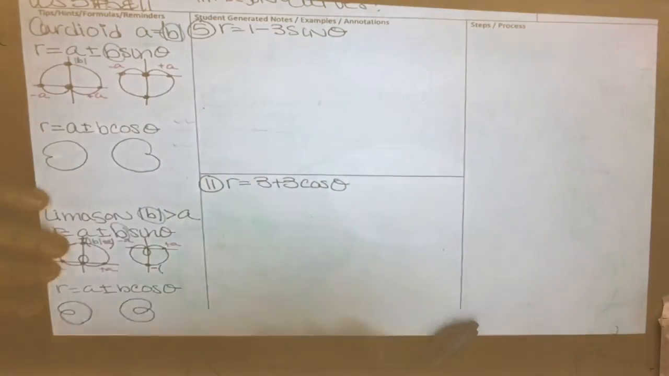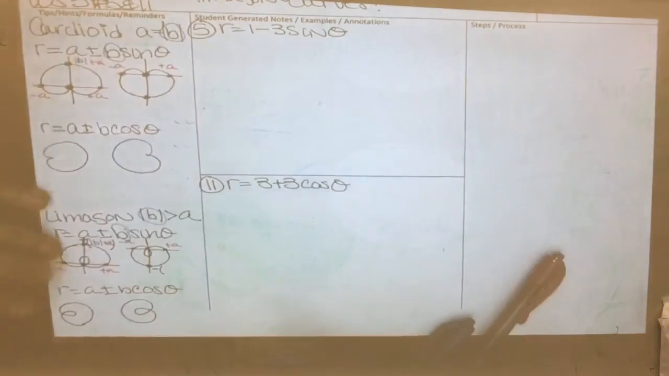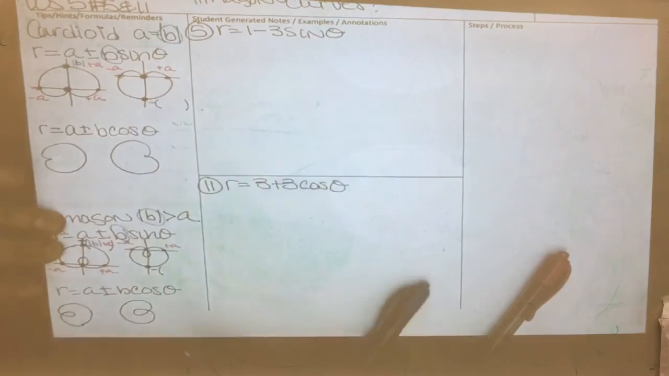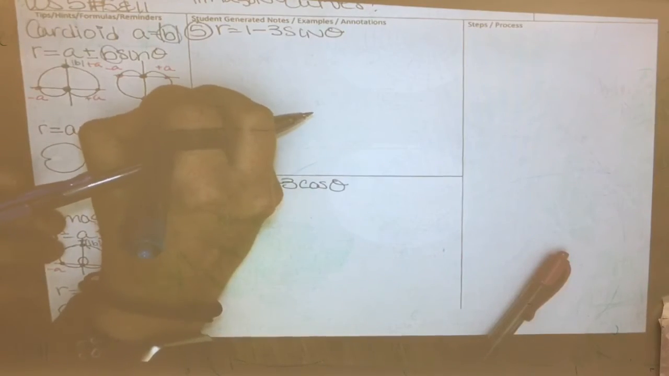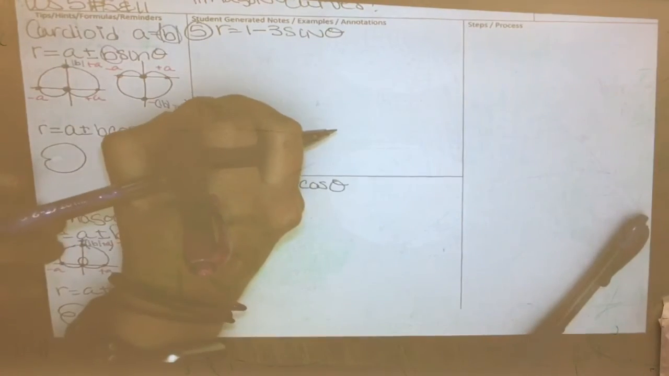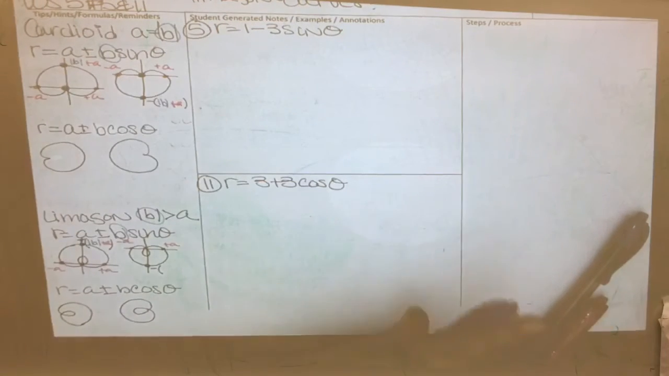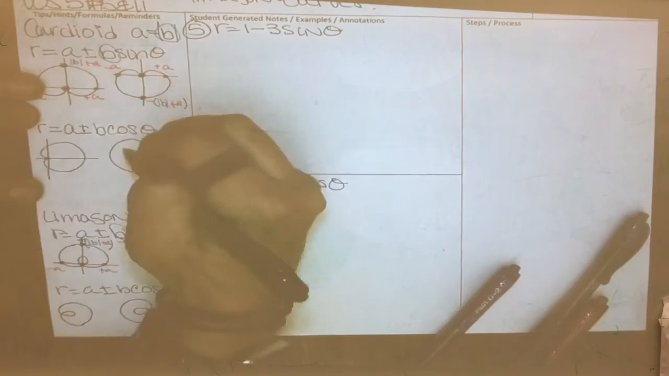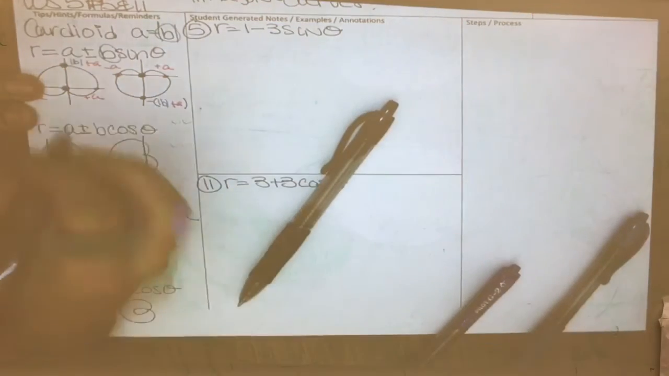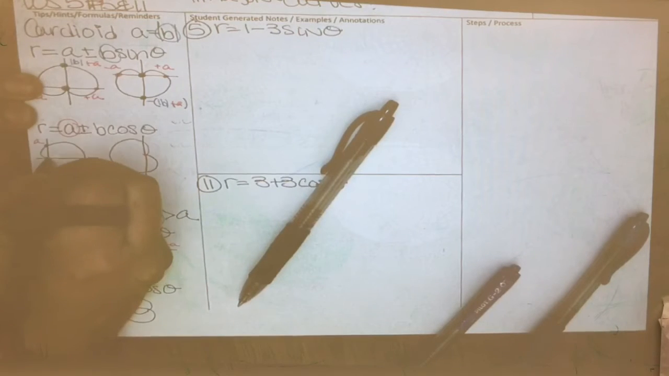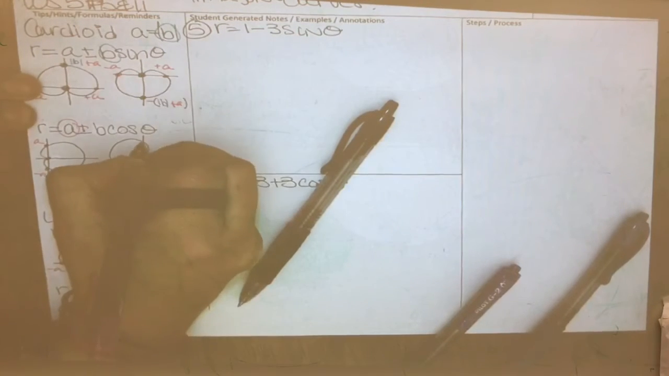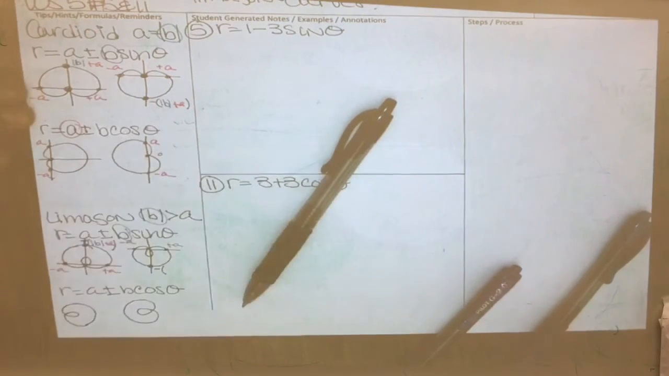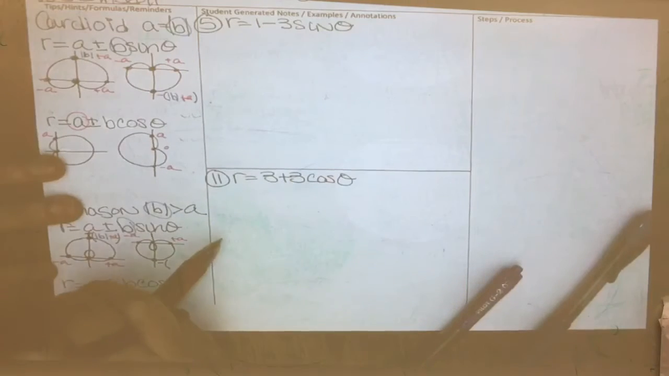So this would be b plus a, but then on this one it will be negative because it's below the x-axis. So that'd be b plus a, but then I make it negative. The only difference with cosine is that the a affects the y-intercepts instead. So this would be a, 0, negative a. This would be a, 0, negative a. Okay, same thing for my limaçon.